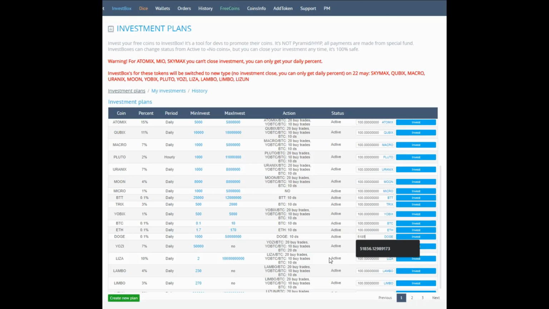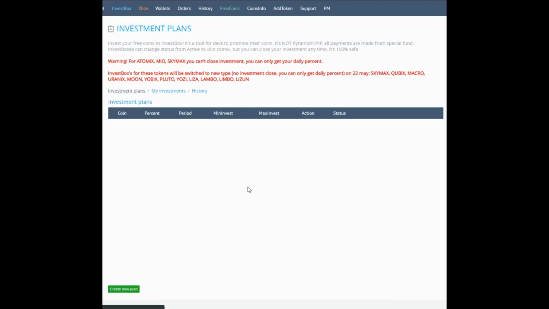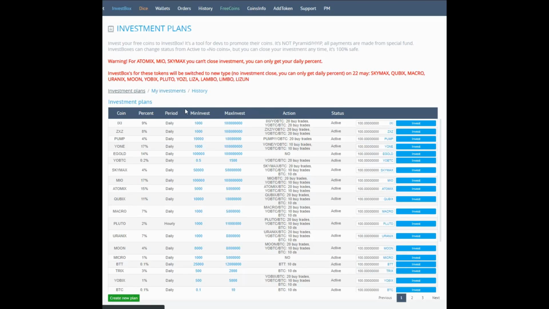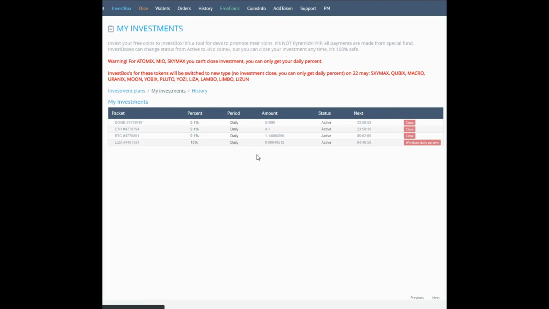So remember to keep at least some coins to be able to play your games. I'm going to keep 856 just to play the games and invest 51,000. Let's click on invest, and we are done. Let's go to my investments again, and in here you can see Dogecoin invested 51,000. So now I just have to go to the dice games.